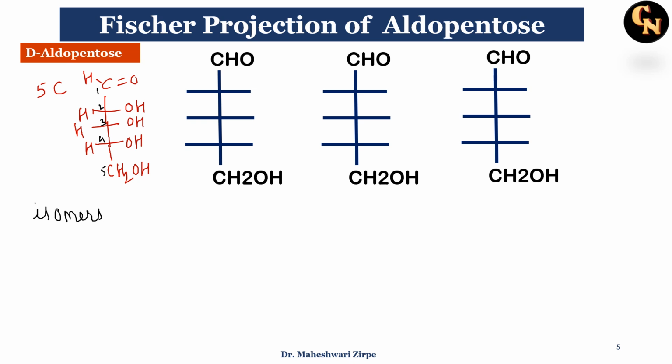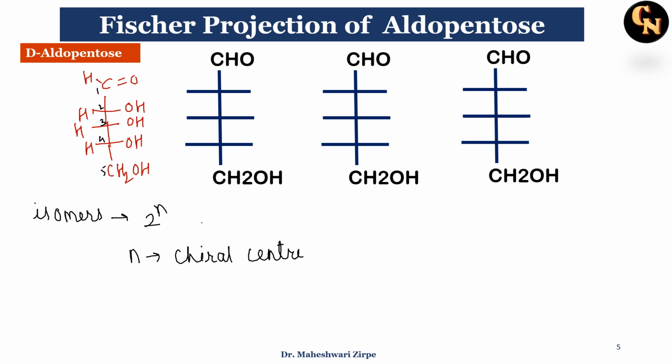So how will you guess how many isomers aldopentose has? For that you have to know the formula. What is the formula for isomers of carbohydrates? It is 2 raised to n. And what does n indicate? N indicates the chiral center. Now in this structure, let me draw this again here.